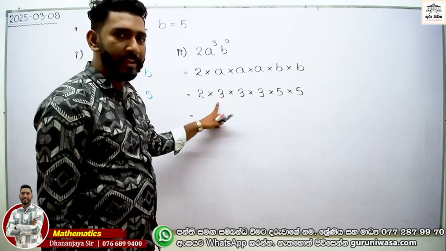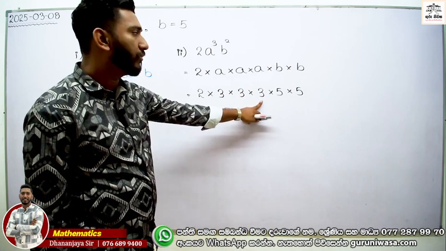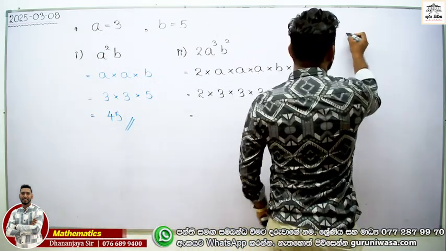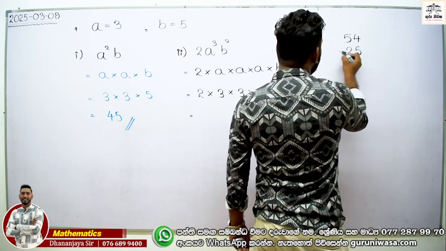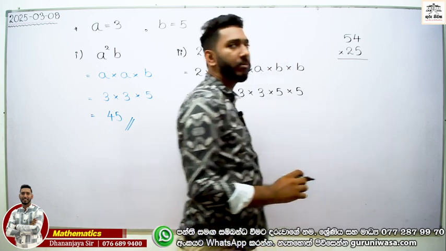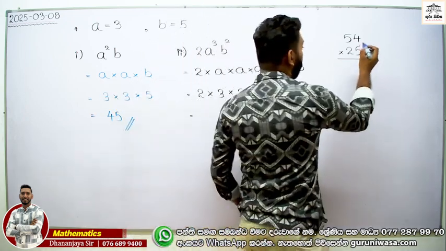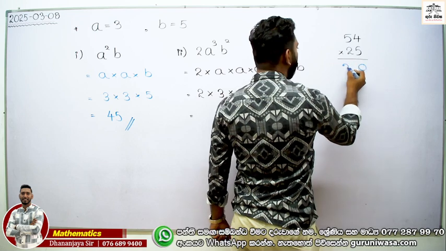2 times 3, 6. 6 times 3, 18. 18 times 3 is 54. Now, 54 we need to multiply by the 25. You know how to multiply the two-digit number by the two-digit number. Firstly, we have to find the value for the 5. 5 times 4, 20, 2 remainders, and 27.